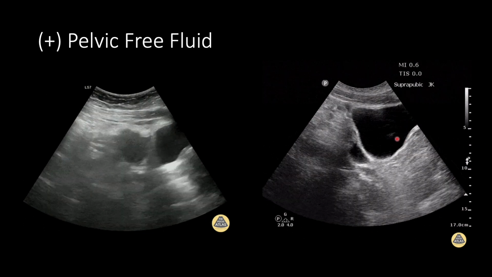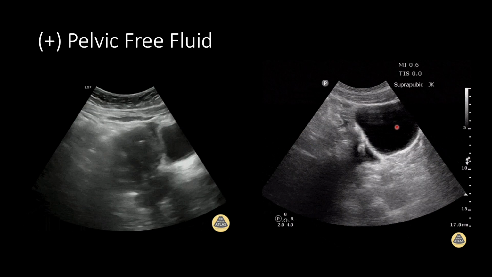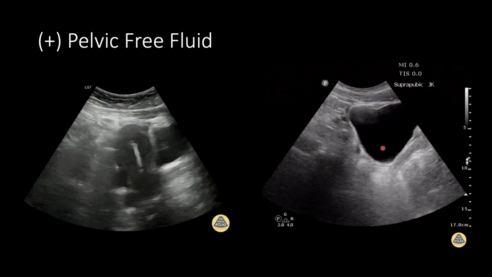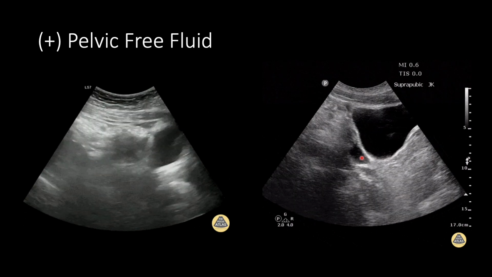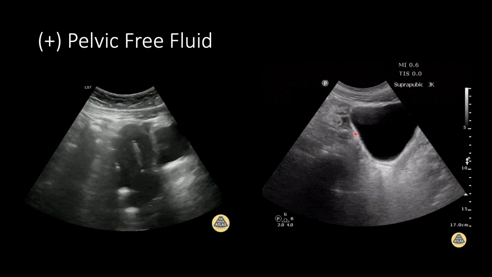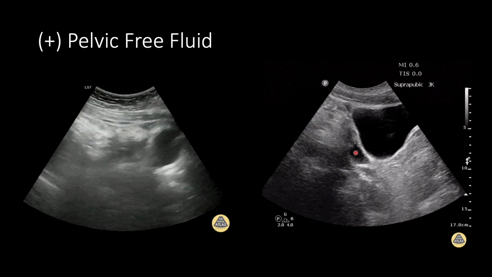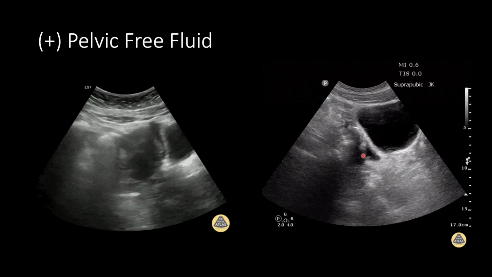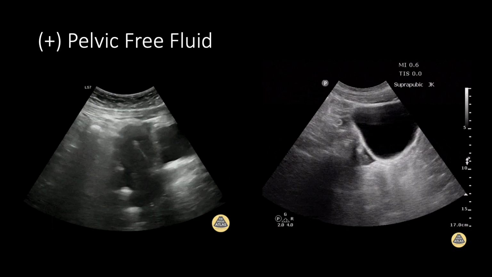Over here we have a male patient, and here we can see the urinary bladder, and then just immediately posterior to the urinary bladder, superior over the dome of the bladder, we have a collection of anechoic fluid, once again representing a positive pelvic FAST.